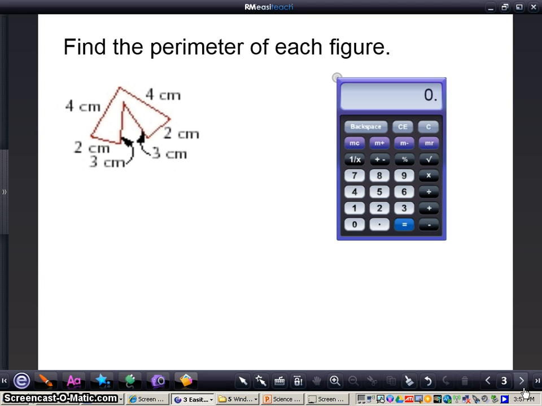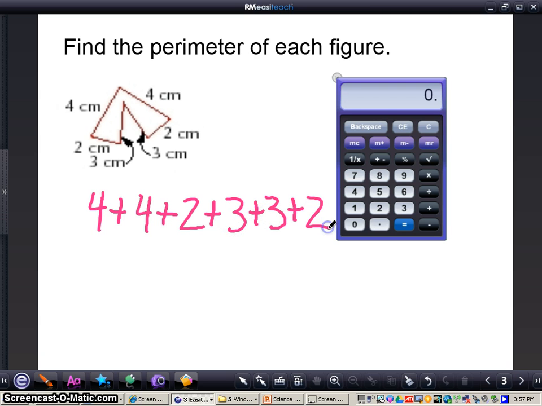Really, with irregular shapes, what you need to do is just add all of the measurements together. So I have a shape like this, and what I will do is just simply add 4 plus 4 plus 2 plus 3 plus 3 plus 2. I will write all of these measurements down, and I'll make sure I have them all. I have my 4, my 4, my 2, my 3, my 3, and then my 2.